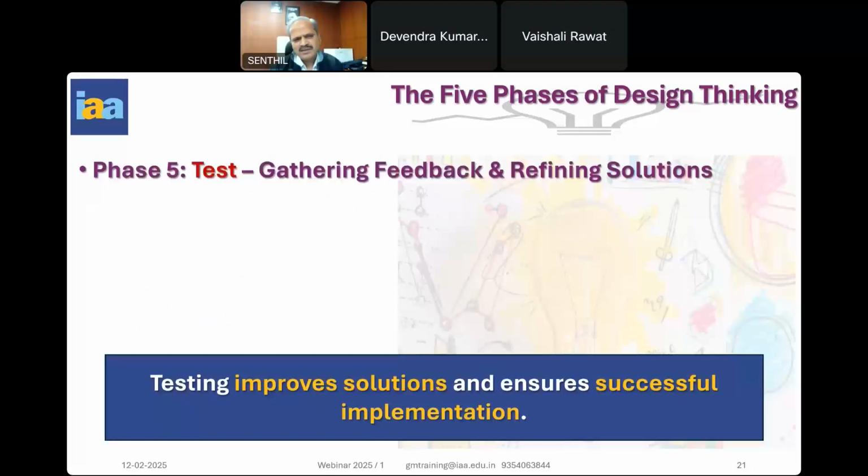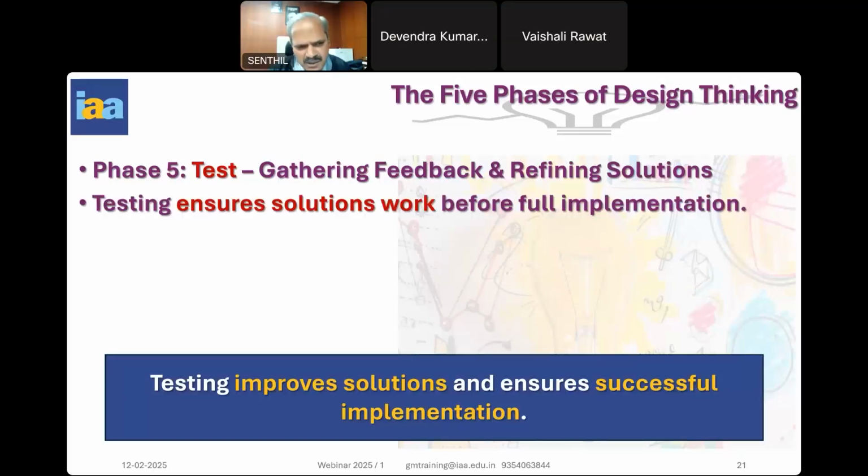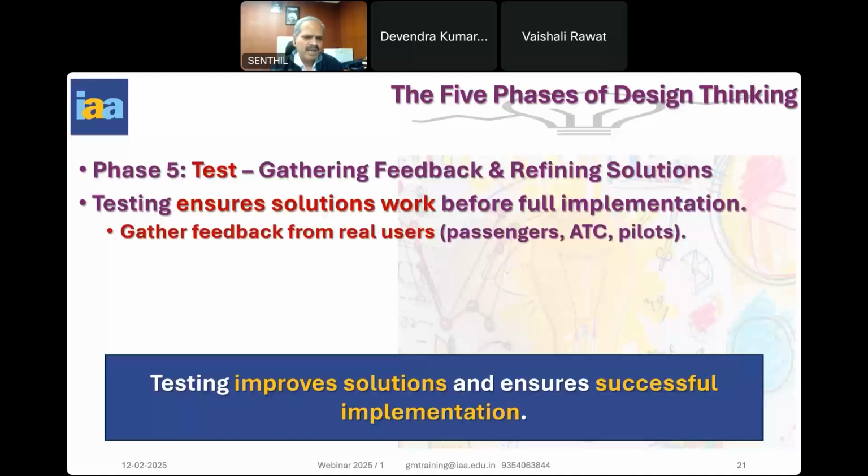Then finally, the prototype testing we already discussed. In this stage, whenever you are doing testing, as I told, you need to get the feedback and refine the solution. You should be able to adapt the ideas, whatever you made. It should not be rigid ideas. You should be able to adapt based on the feedback. In this way, the solution will be ensured to work in the field properly. And as I told, you should get the feedback from the real passengers, ATC or whomsoever is really concerned with that particular process.